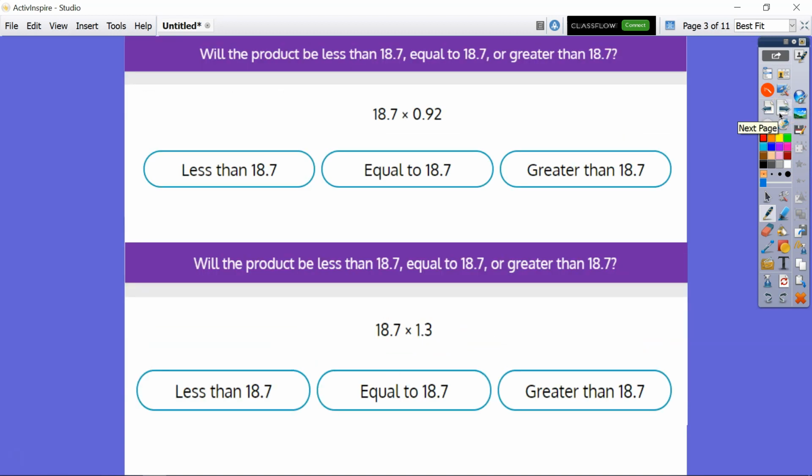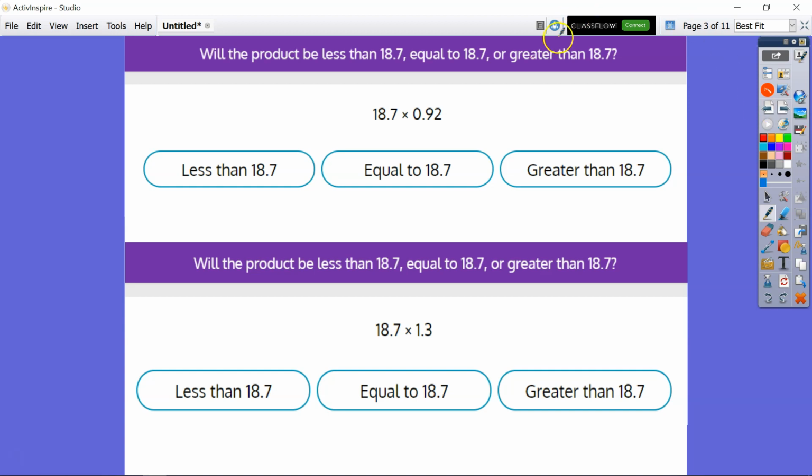All right, the next two problems, and feel free to push pause so you can get a little bit of think time. That way you'll have a chance to test and see if you know this on your own, and you're not just listening to the video as if it's a movie. So let's take a look at this next problem. Will the product be less than 18 7/10, equal to 18 7/10, or greater than 18 7/10?